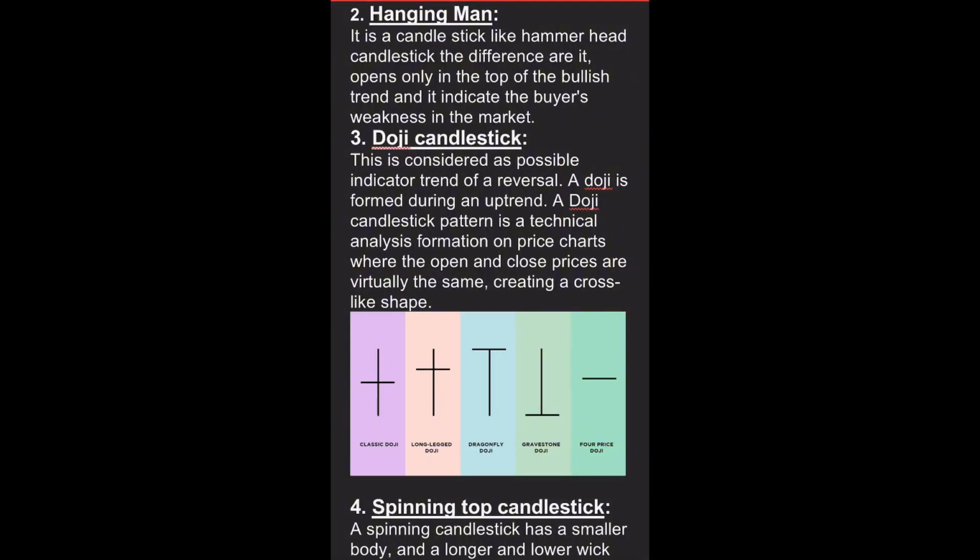Now, the doji candlestick. This is considered a possible indicator of a trend reversal, especially when formed during an uptrend. A doji candlestick pattern is technical analysis information on price charts where the opening and closing prices are virtually the same, creating a cross-like shape. You understand? It appears where there's too much pressure in the market, like the market is fighting over which direction to go, like firms or big companies are fighting over who takes control of the market.